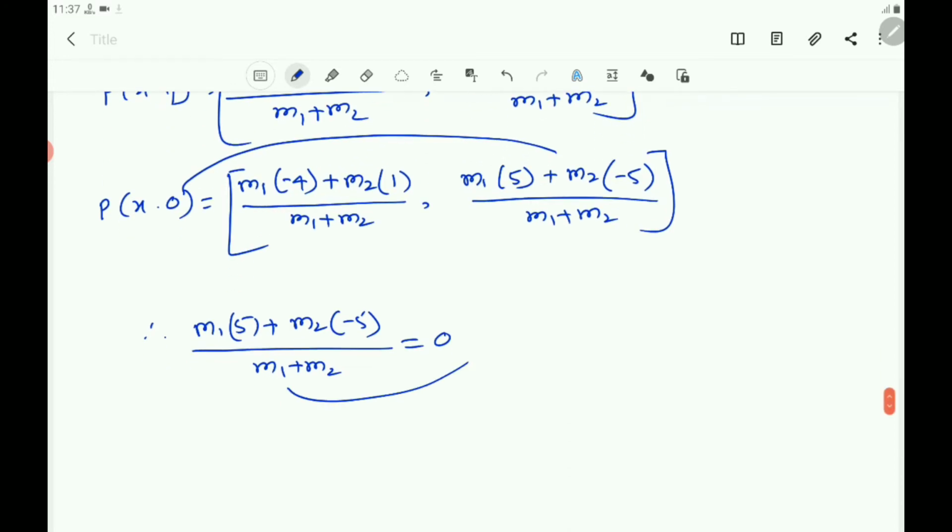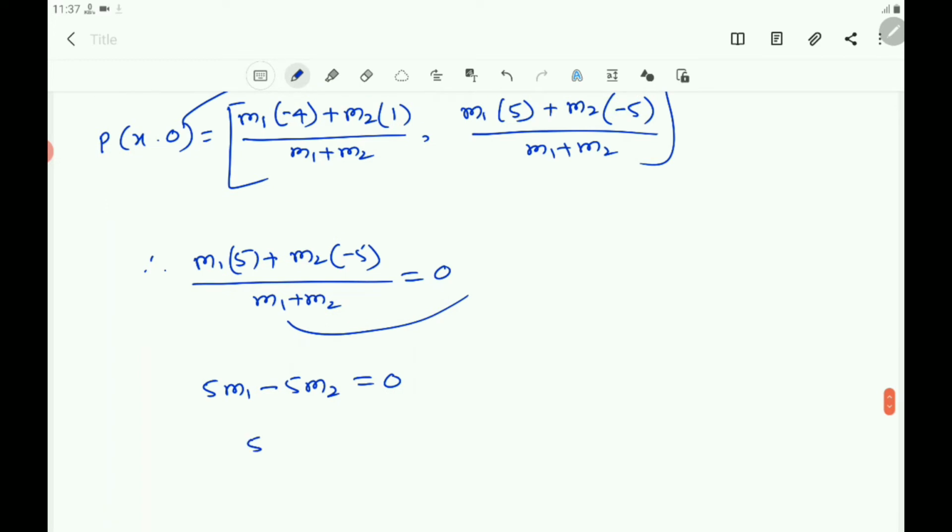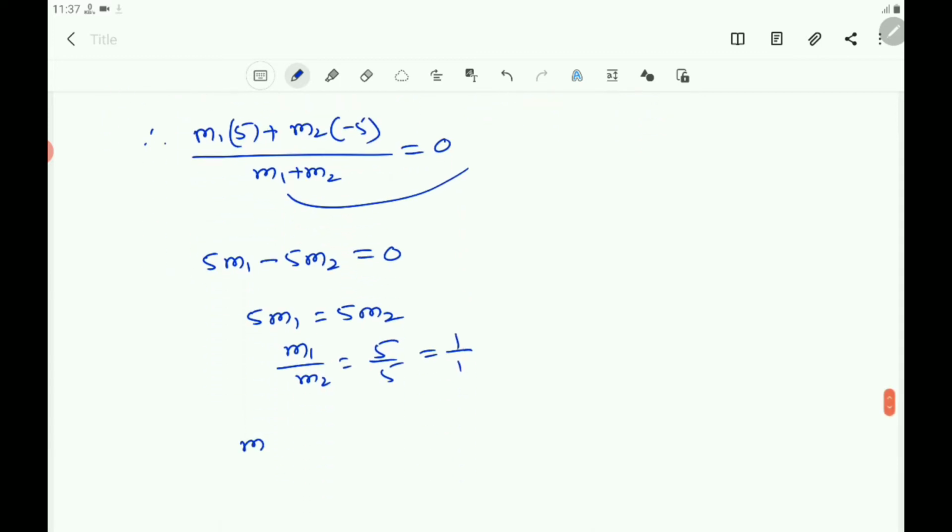Therefore, doing the cross multiplication, that becomes 5m1 minus 5m2 equals 0. Then 5m1 equals 5m2. Then m1 by m2 equals 5 by 5 equals 1 by 1. Then you get the ratio m1 is to m2 equals 1 is to 1.